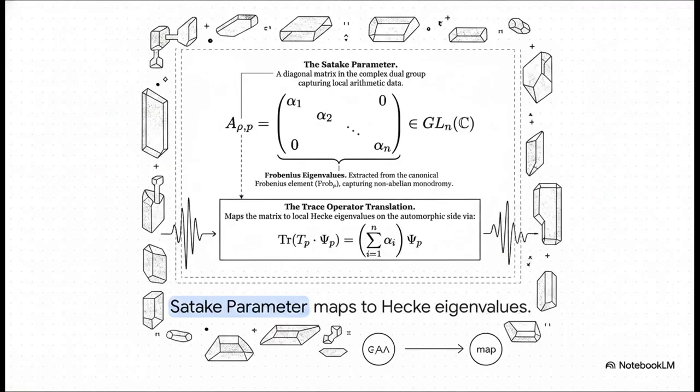So let's look at the exact mechanics of that translation. This equation right here is the Satake parameter. Basically, at a finite, unramified prime, we extract local arithmetic data called Frobenius eigenvalues. That's those alphas you see on the diagonal matrix. This perfectly captures the non-abelian monodromy. Then, the trace operator translation right below it maps this exact matrix to the local Hecke eigenvalues on the automorphic side. By taking the sum of those eigenvalues, the trace operator flawlessly translates that arithmetic code into a continuous spectral wave function.